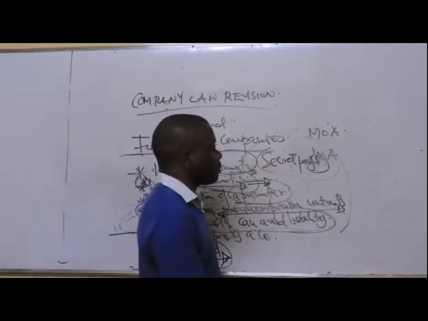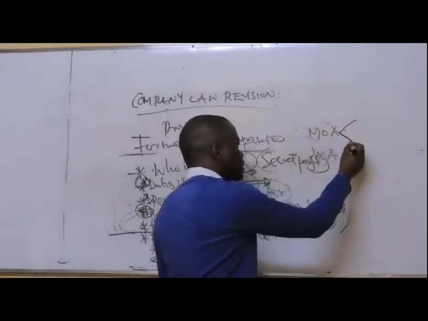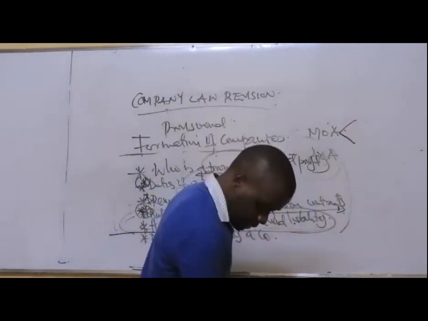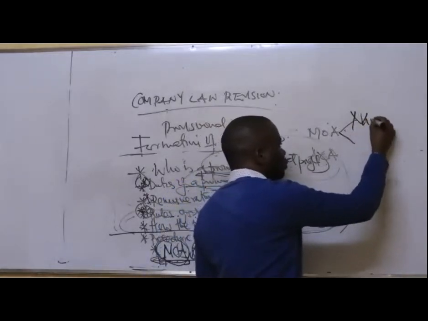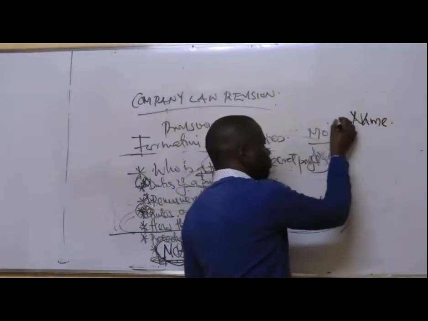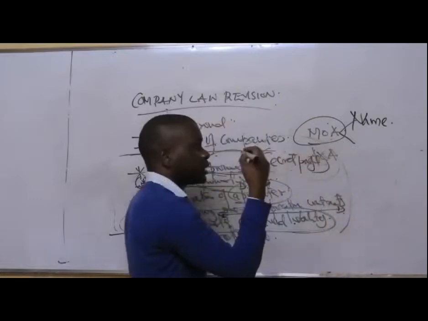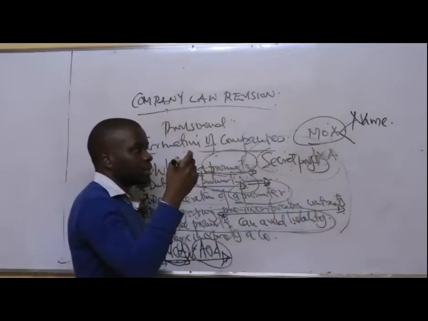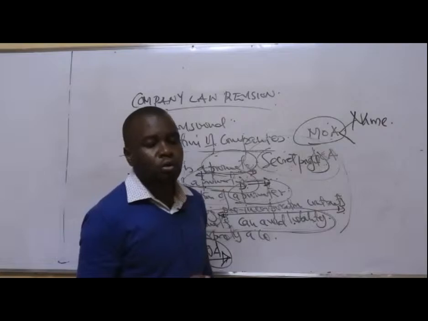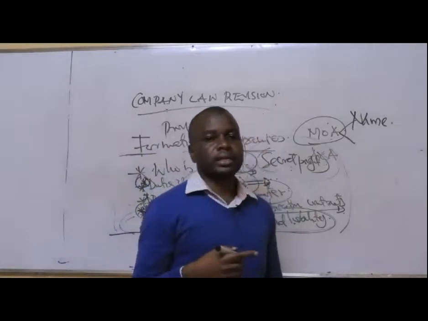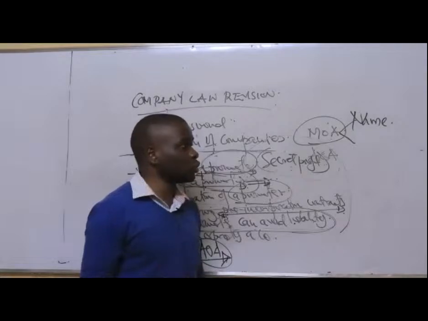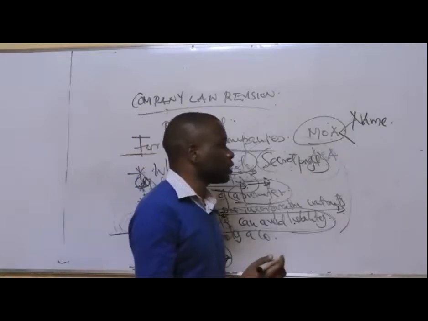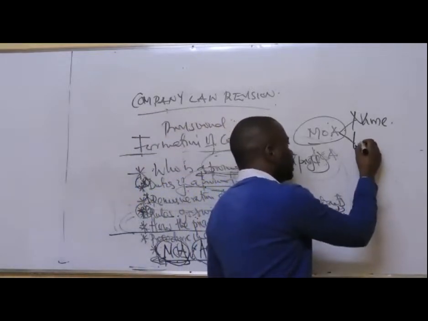Here under the memorandum, there is something you need to note about the name of the company, or the name clause. This talks more about the company to the outside world. So you have, for example, the name clause, objective clause, the registered capital or share capital clause, and the liability clause.